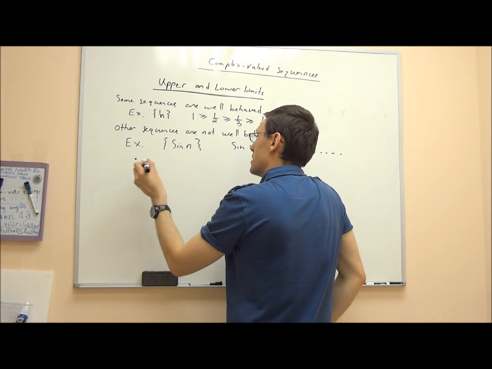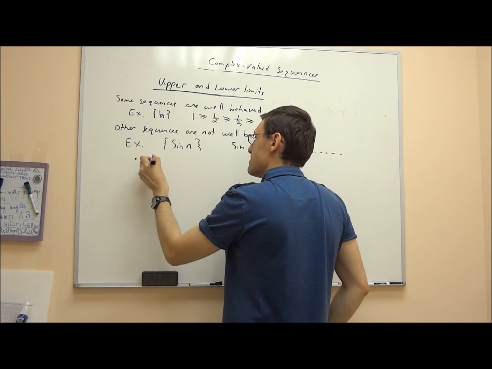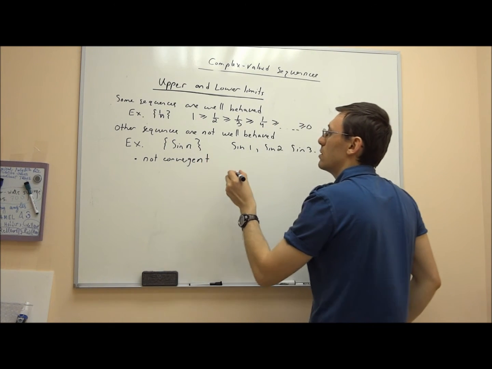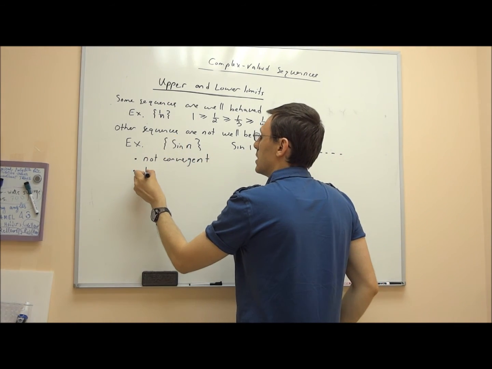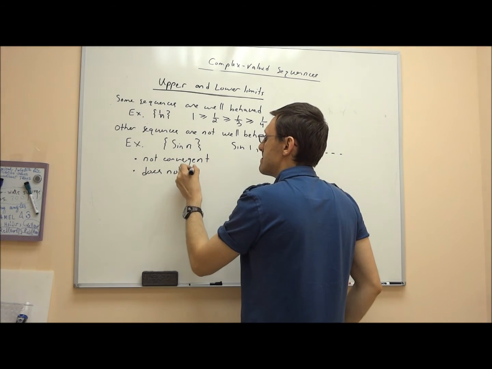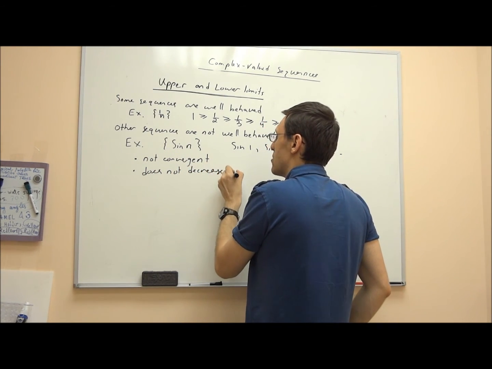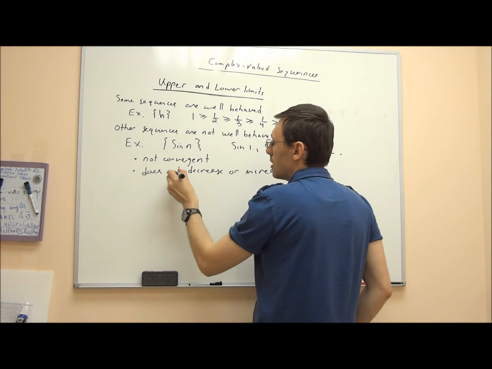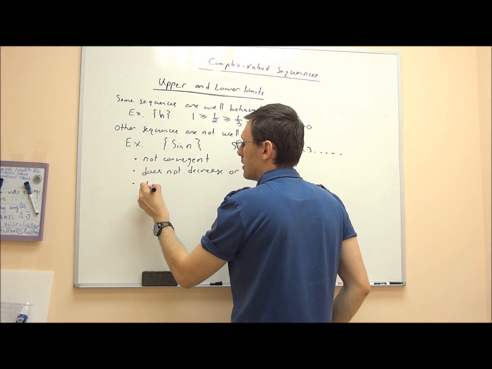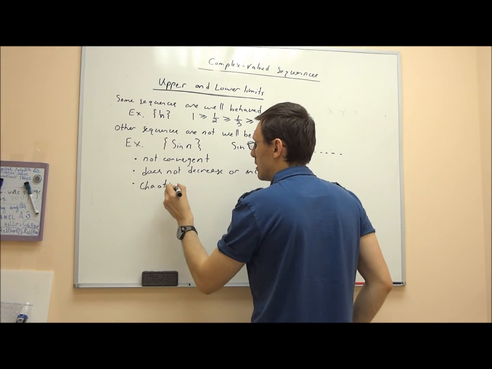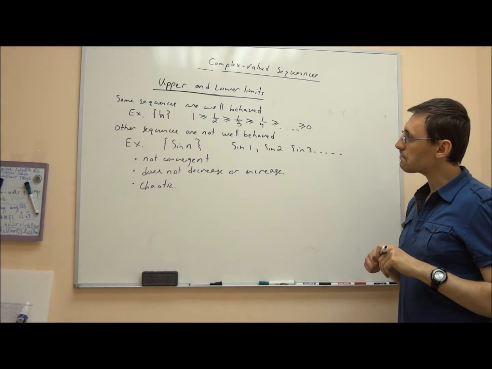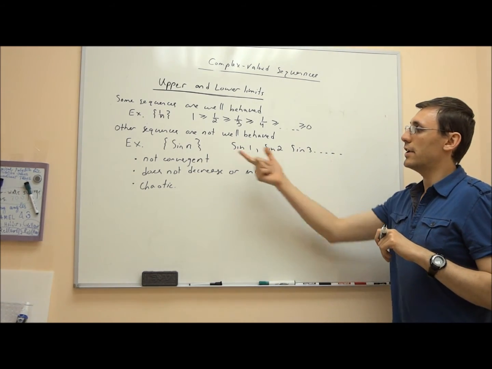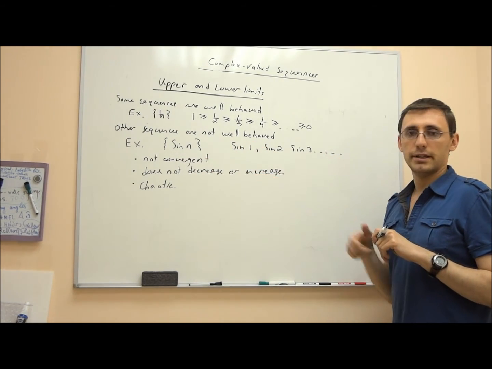Right. So let's maybe record this. Not convergent. Does not decrease or increase. In general, you can say chaotic. It's a chaotic sequence. You can try by plugging a bunch of values in your calculator or better simulate it on the computer, and you will see that it does not have a nice pattern.